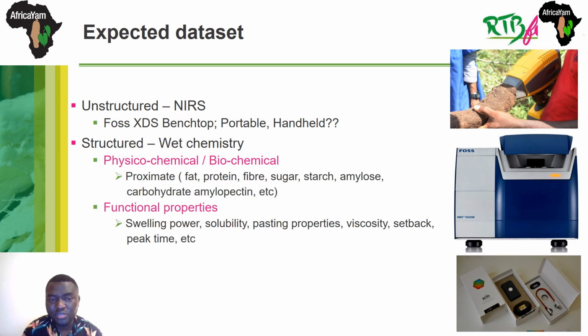At the moment we don't have any data set associated with the physical, chemical, or the biochemical trait, but we have some data set from the functional properties, which are terms like swelling power, peak time, pasting temperature. But these are a small number of trials. I think we can do more than this. But it all boils down to we need data set.